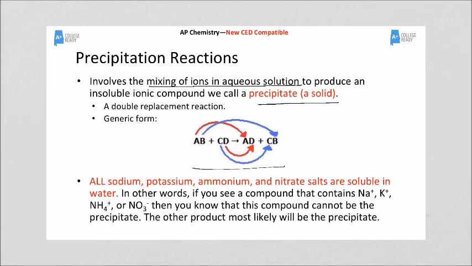To know what the identity of the solid is going to be, we just have to know a very few solubility rules. Sodium ions, potassium ions, ammonium ions, and nitrate ions, if any of those ions are part of an ionic compound, which we call a salt, those are always going to be soluble in water. Here are the abbreviations of those ion formulas if you just need a refresher. If we see any of these ions, they can't be the solid. So that's just a reminder. If you know this is a precipitation reaction, it would be the other product you would assume to be the solid.